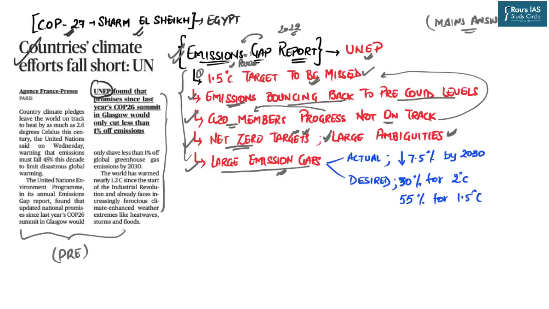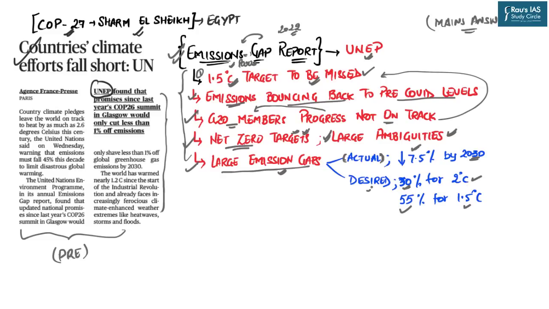According to this particular report, as far as the various steps which are actually being taken by various countries across the world, these steps will just lower the emissions by 7.5% by 2030. However, if we have to meet the Paris targets, then the required reduction in the emission is 30% to reach the 2 degrees Celsius target and 55% to reach the 1.5 degrees Celsius target.